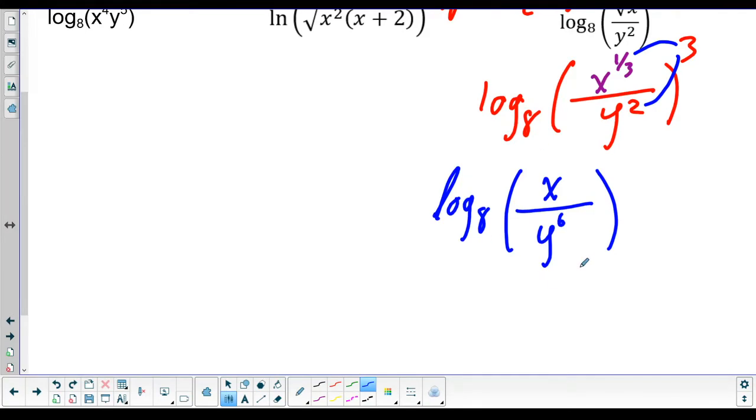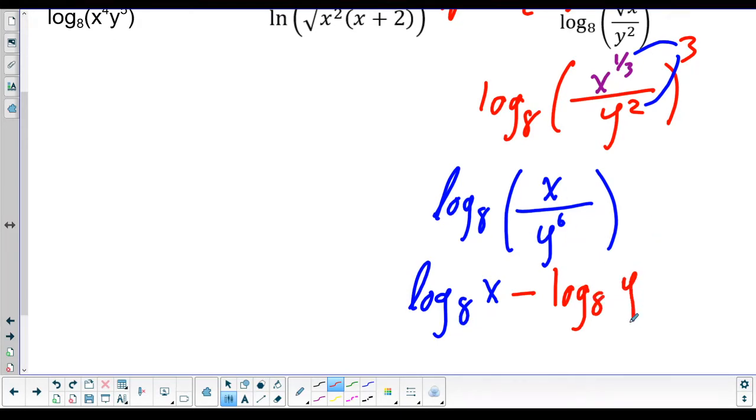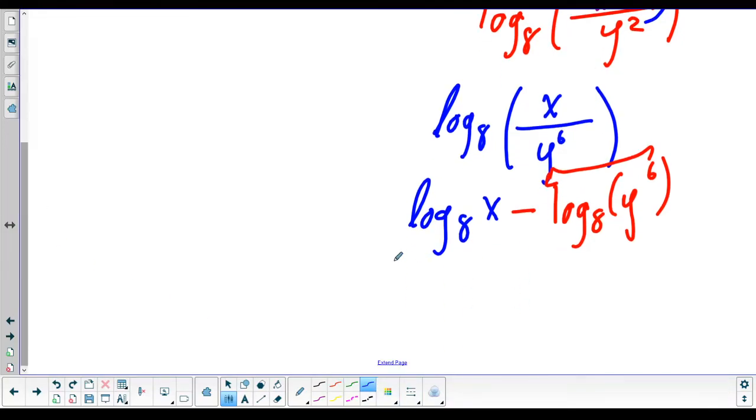All right, now we can use our quotient property to separate these. So this is going to be log base 8 of x. Now because this is on the bottom, it goes into the second logarithm, and that log gets a minus. Anything on the bottom, when you separate it, its log should be negative. So we're going to have negative log same base of y to the power of 6. And now we have an exponent inside our logarithm, so we need to move that thing in front of this logarithm. So our final answer is going to be log base 8 of x minus 6 log base 8 of y.